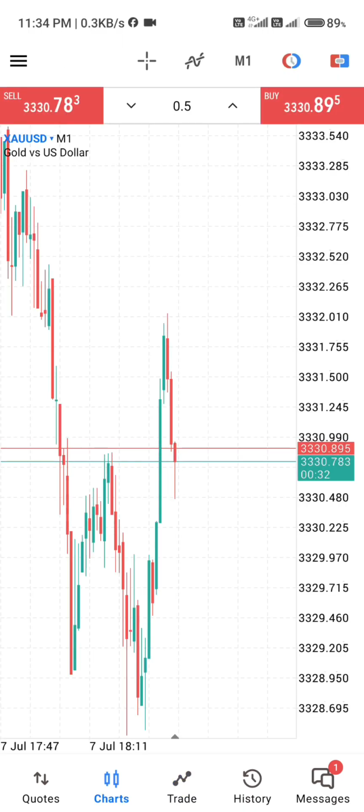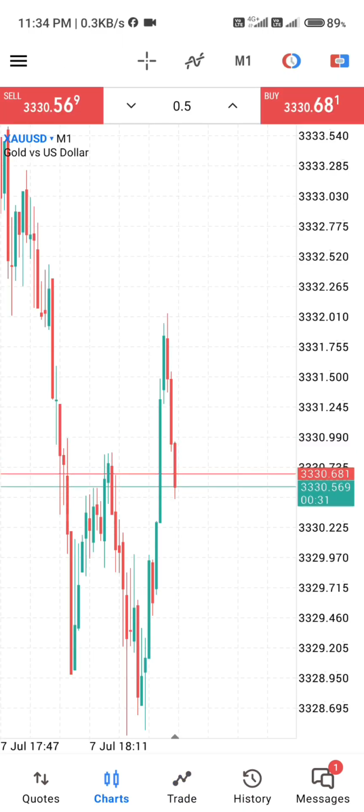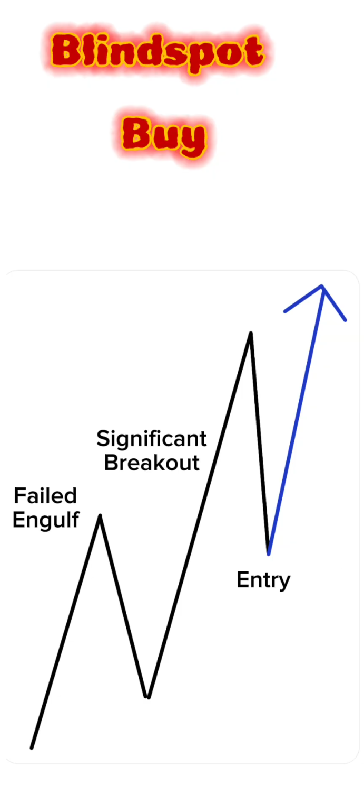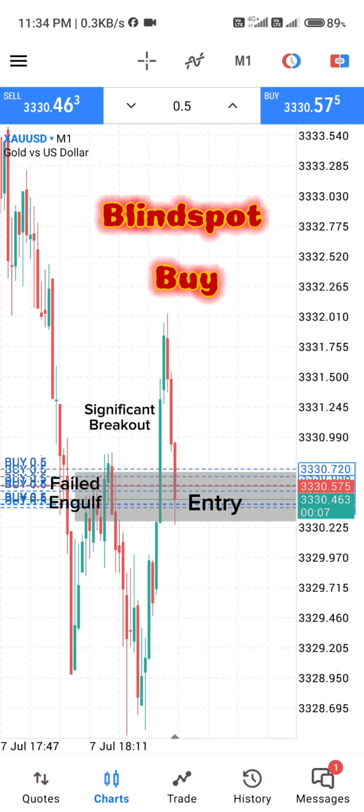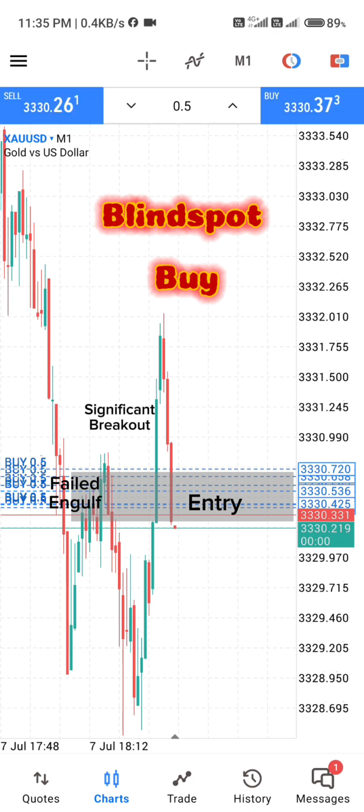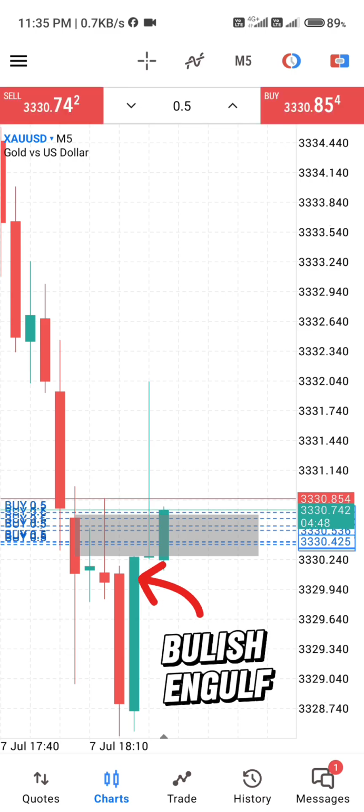Now, if we see here, price made a blind spot buy structure. First of all, let me show its formula. That's a blind spot buy. Price first made a failed engulf, then the second point is a significant breakout, and the third point is our entry point. So we have entered our trade as price reached our entry point. So that's a good setup. Blind spot is very powerful.